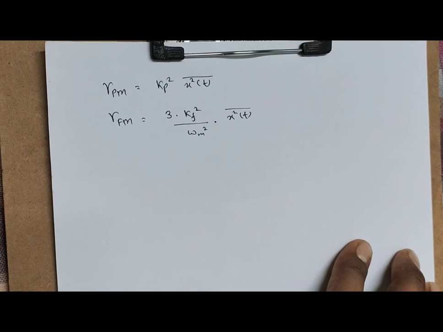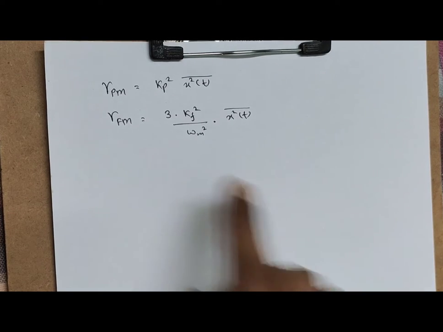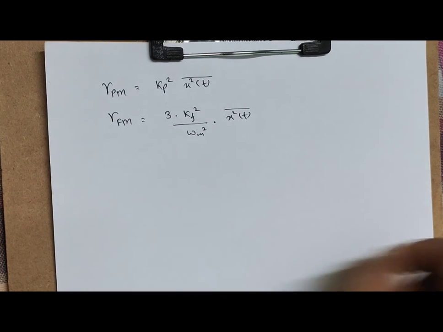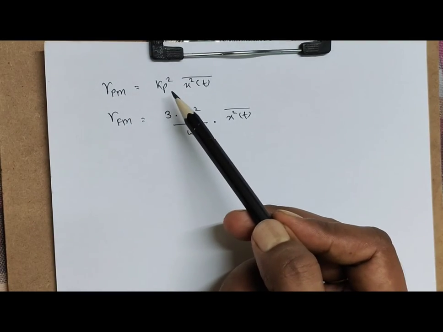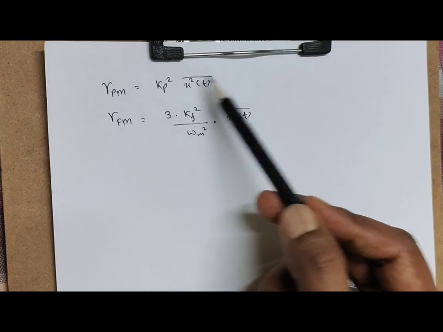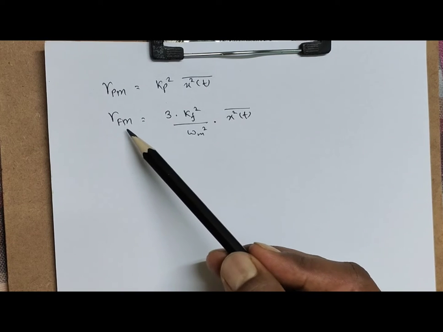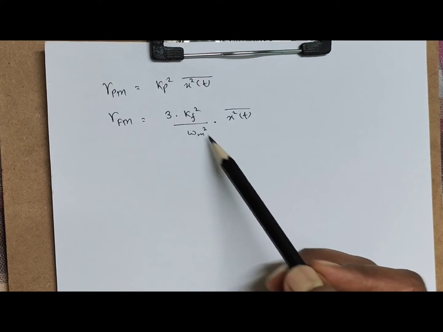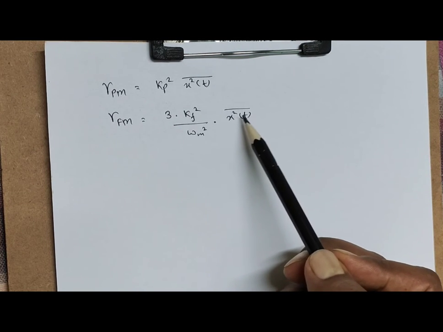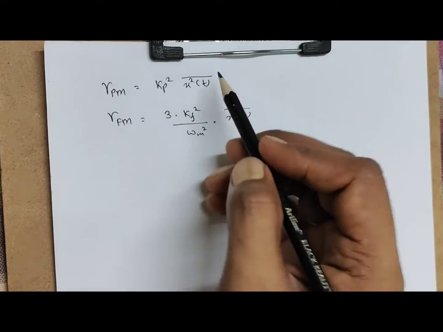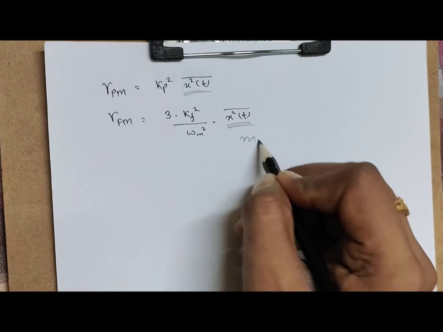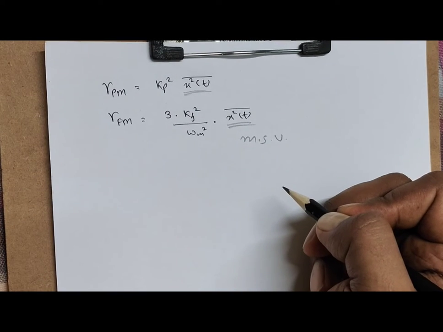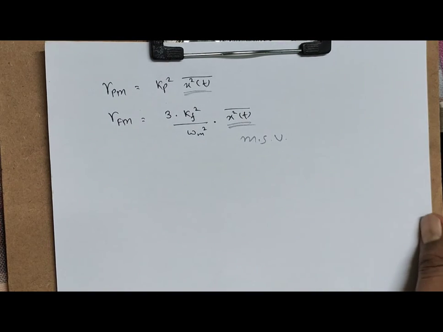This is the figure of merit of angle modulation systems, that is phase modulation and frequency modulation, wherein the figure of merit of PM is equal to Kp squared into x square t bar. Gamma FM is equal to 3 kf square upon omega m square into x square t bar. These x square t bar terms are called the mean squared value of x(t), which we will see.